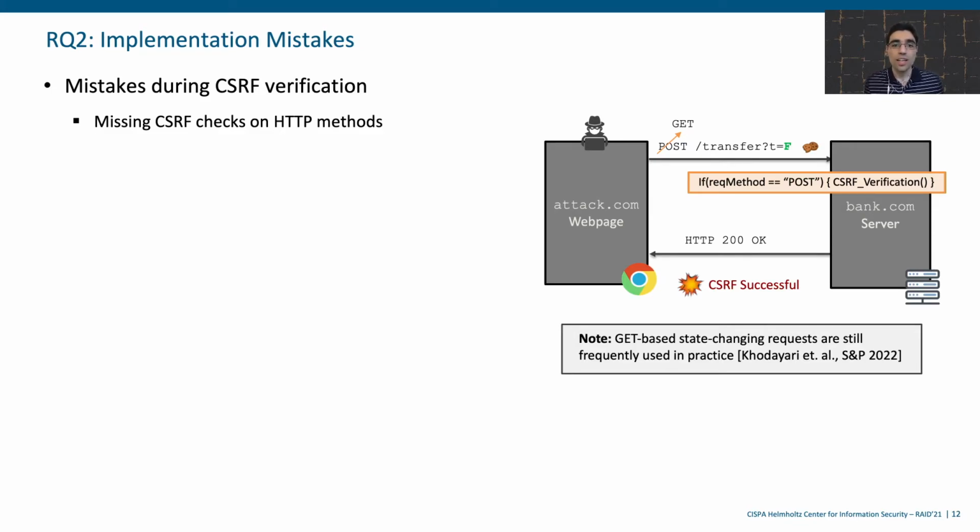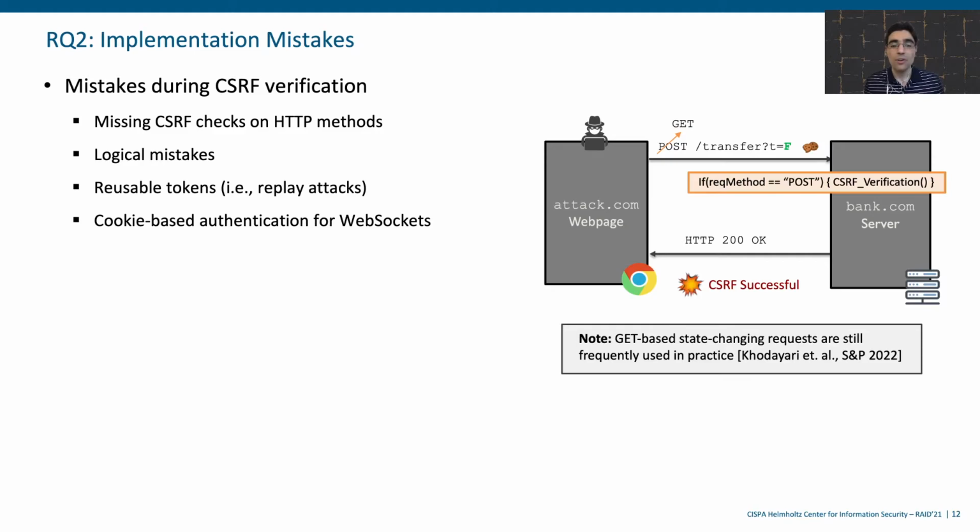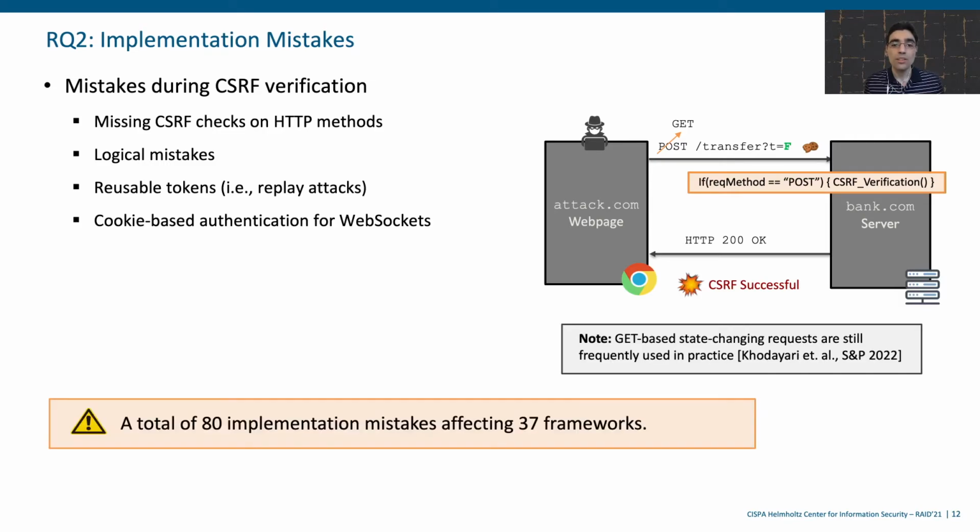Again, missing CSRF checks on requests with safe HTTP methods is just one example of implementation mistakes, but there are others, such as logical mistakes or reusable tokens, which can lead to replay attacks, and authenticating WebSocket connections purely based on cookies. All in all, during our analysis, we observed a total of 80 implementation mistakes affecting 37 web frameworks.